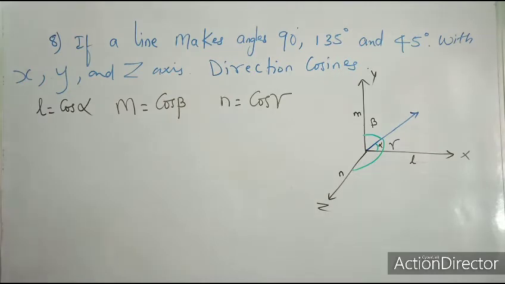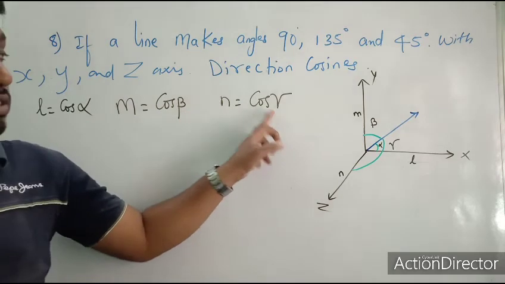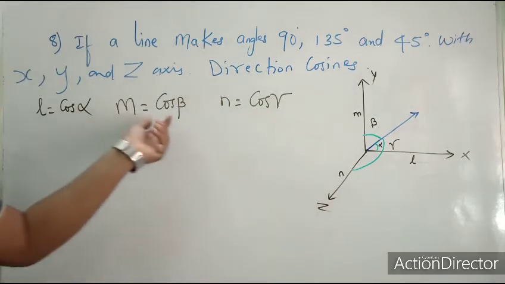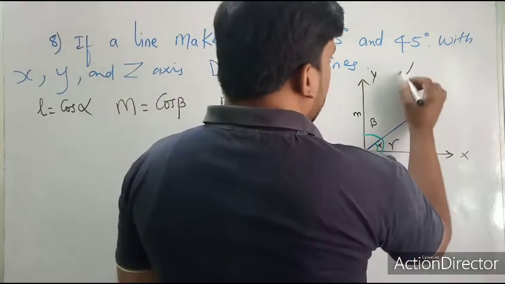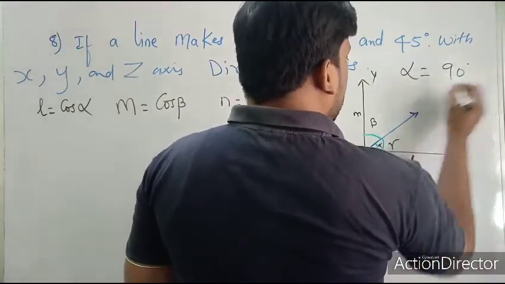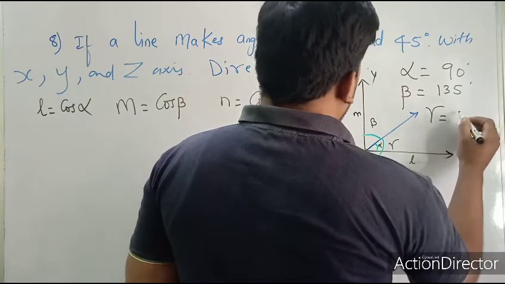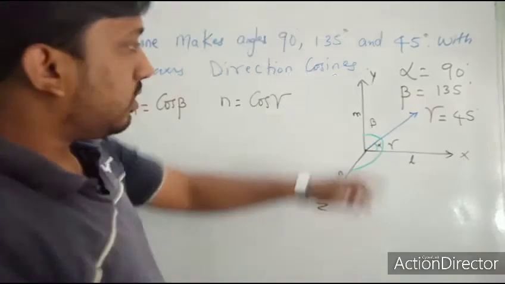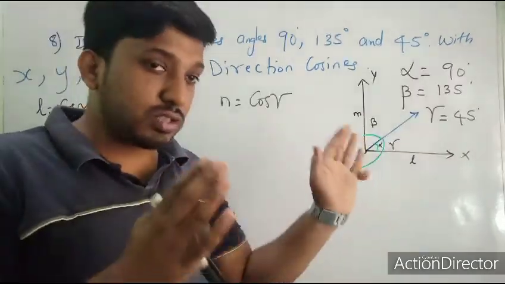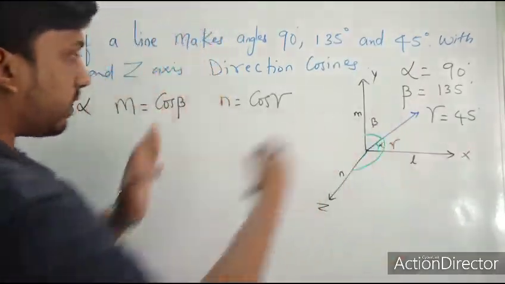The angle between the vector and the x-axis is alpha, the angle between the vector and the y-axis is beta, the angle between the vector and the z-axis is gamma. So these are the direction cosines we are going to see. We know what alpha, beta and gamma are: alpha is equal to 90 degrees, beta is equal to 135 degrees and gamma is 45 degrees. And note, while taking direction cosines, the angle will always be within the range of 0 and pi, so it doesn't cross pi, 180. Be careful, you should take that.